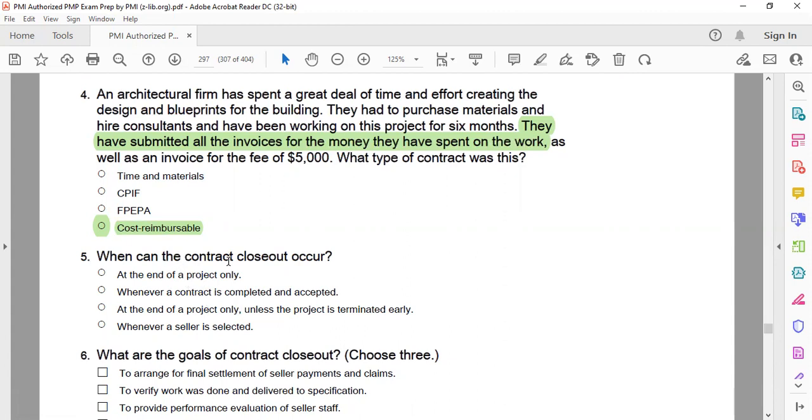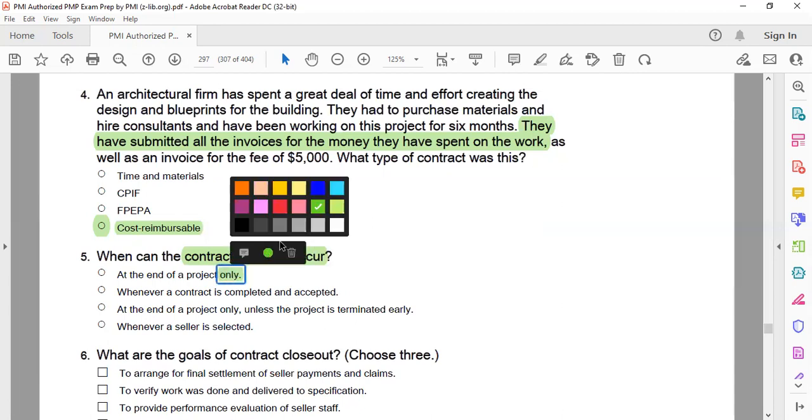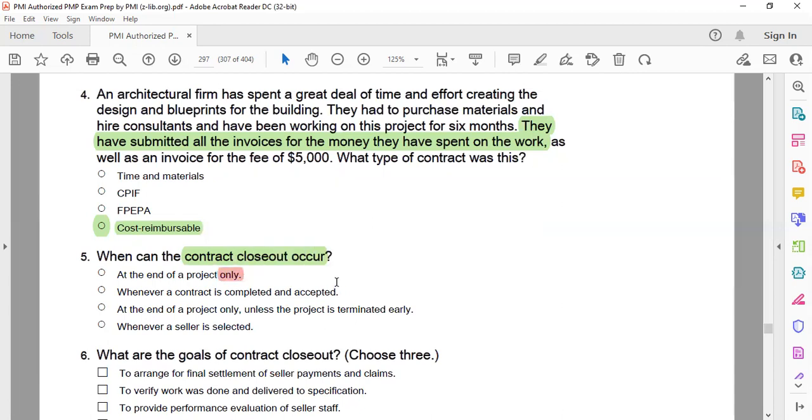Next, when can the contract closeout occur? Contract can be ended at any time, right? So let's see what the reasons are. At the end of the project, I told you, if you find the word only, these types of answers can never be the right answers. Only, must, can't, all. These types of general answers can never be the right answers.